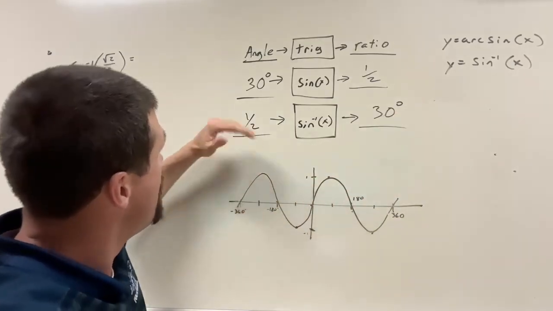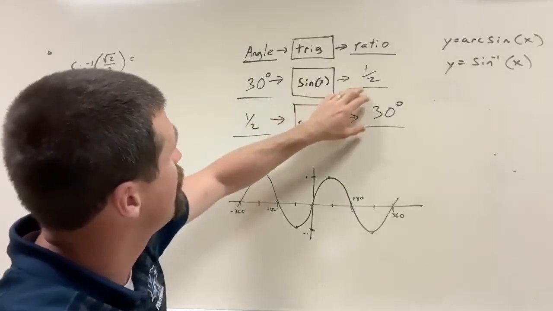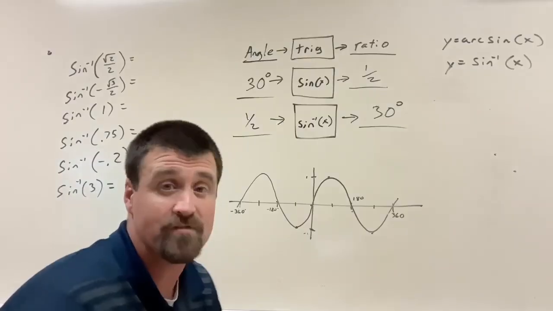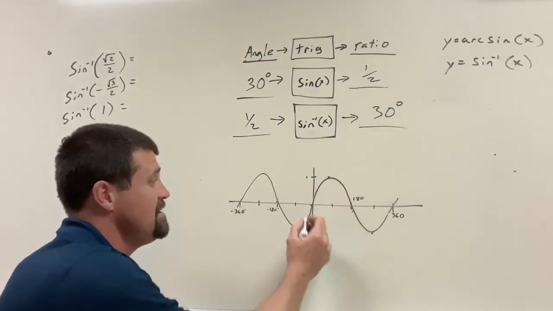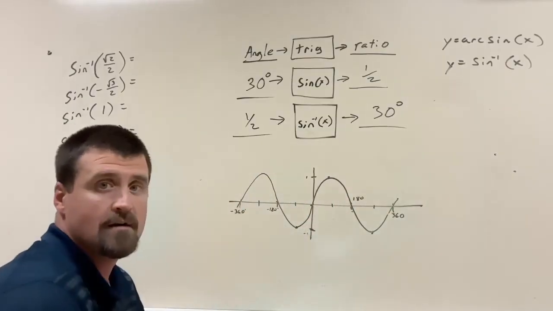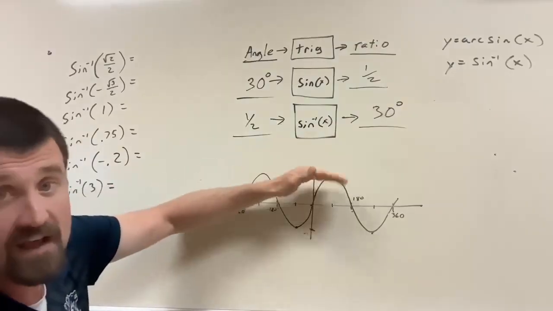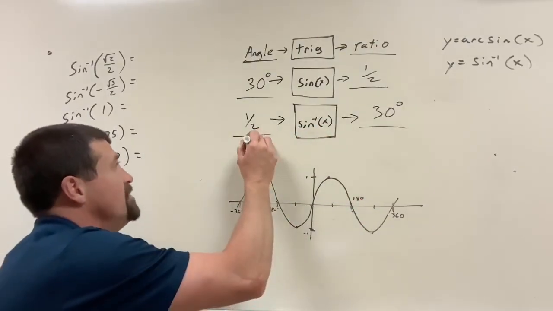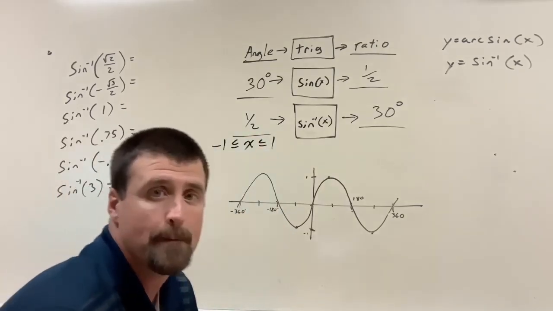Let's talk about what ratios we can plug in. Well, what ratios can sine output? It's opposite over hypotenuse. The opposite can't be bigger than the hypotenuse. If you look at the graph of sine, the range goes from -1 up to +1. So sine only outputs values between -1 and 1. So arc sine can only receive those values. It has a domain of -1 to 1.